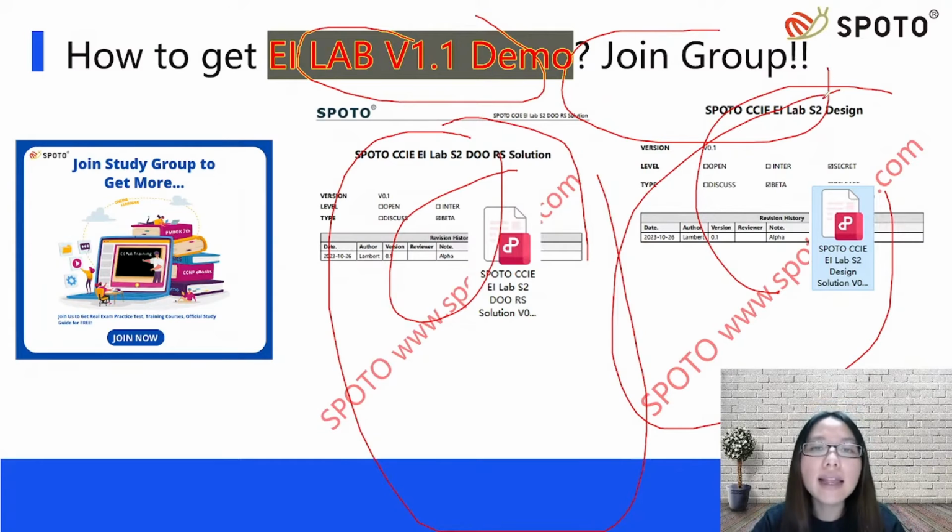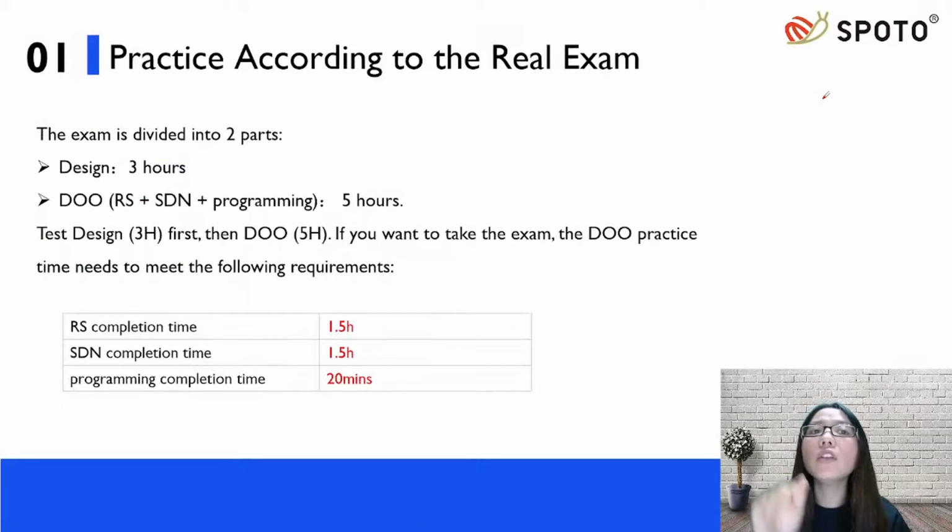So let me continue. Now you may wonder why you can choose SPOTO. Let me tell you, I will introduce what SPOTO can provide you during your long CCIE preparation journey, to help you get what you want.